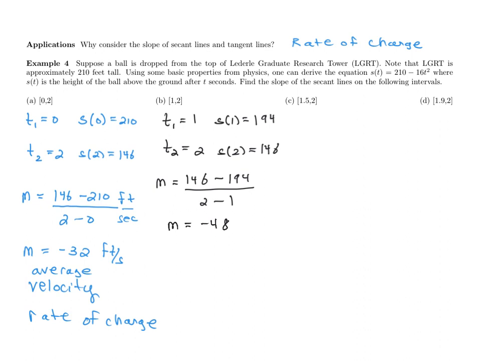But the units are still the same. In the top, we had feet. In the bottom, we had seconds. So the units at the very end are feet per second. So over this smaller interval, this was the average velocity.